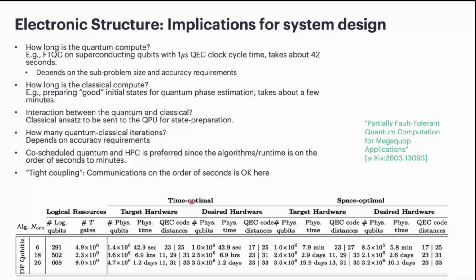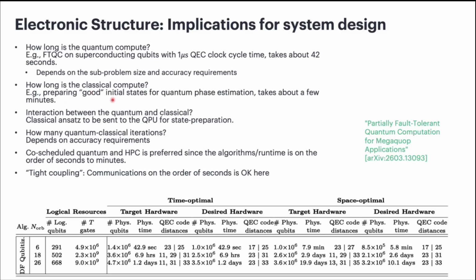And the runtime of these things are, of course, a bit more optimal in the sense that they are for superconducting qubits, so they're the fast qubits. These runtimes are going to increase quite a lot as you go to slower qubits like neutral atoms and trapped ions, right? The second thing, which I will talk about in a bit more detail now, is how long is the classical compute that is needed for these things?